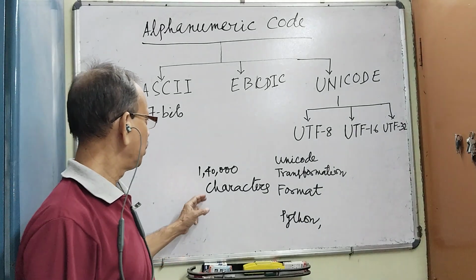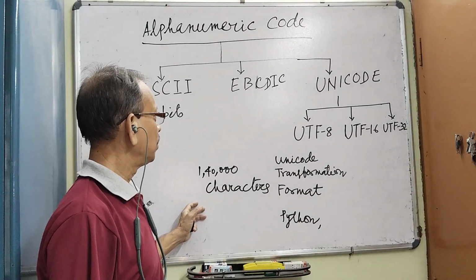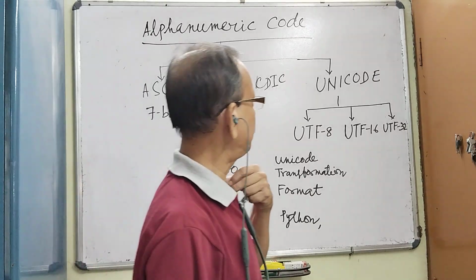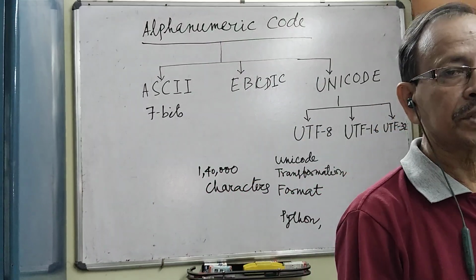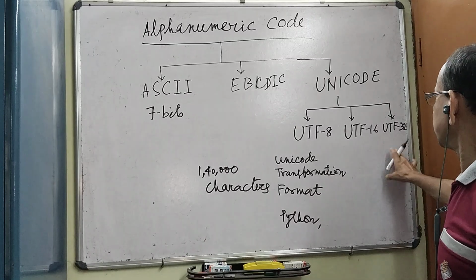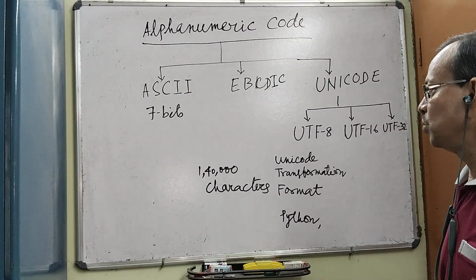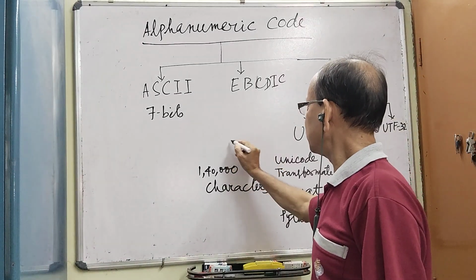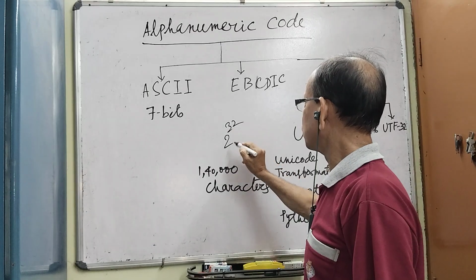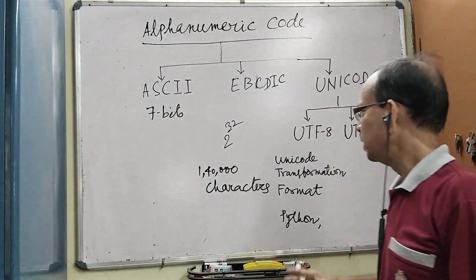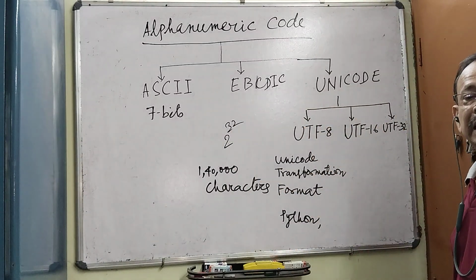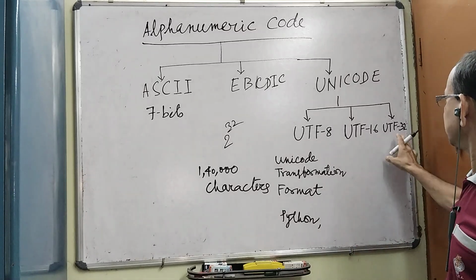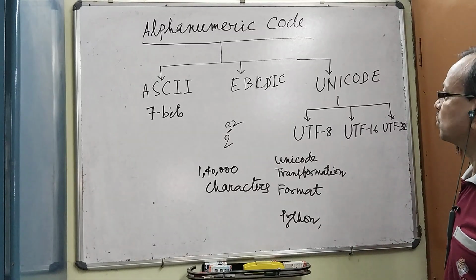So there is a huge characters. So nowadays we use the UTF-32. This is the latest version, 32 version. That is 2 to the power 32. How we get this? 2 to the power 32. Huge number. That is huge character can be represented by UTF-32.